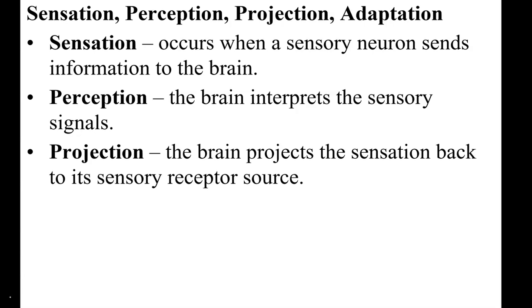Projection is where the brain is able to project that sensation back to its sensory receptor source. This is going to allow the person to pinpoint the region of stimulation. So in this way, we can perceive that our eyes see that thumbtack that you just stepped on, and we're able to tell that that pain is coming from that thumbtack.